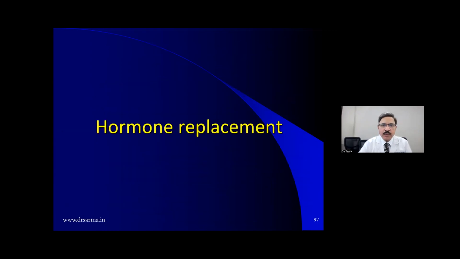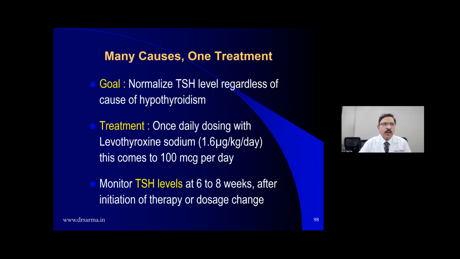Okay. Hormone replacement. So, how do I replace the hormone? What is the goal? Goal is to normalize the TSH level regardless of the cause of hypothyroidism. Treatment: once daily dosing only you have to give, not 3 times daily. I have seen some prescriptions, thyroid hormone morning, afternoon, night. It's wrong. You should not prescribe like that. Always on empty stomach. Levothyroxine only should be used.